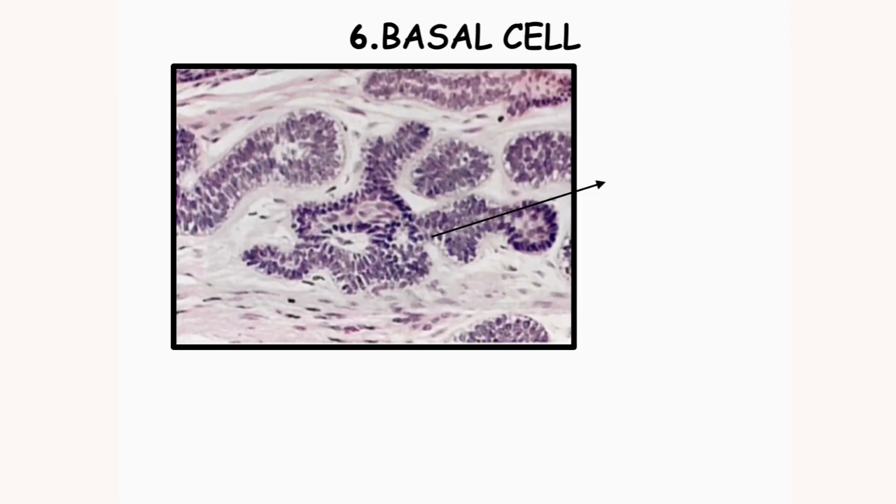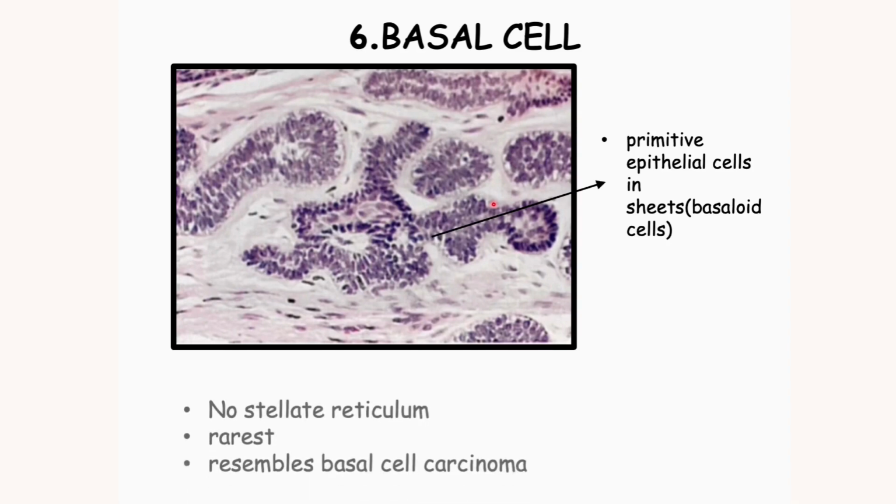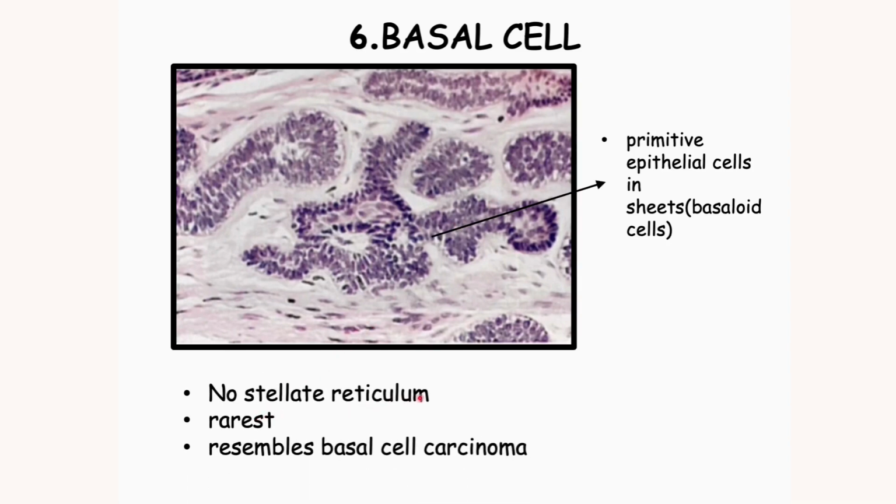The last type is the basal cell type. This is the rarest type of ameloblastoma. Here we find basaloid cells, which are nothing but primitive epithelial cells. They are arranged in sheets. Here we do not find stellate reticulum-like cells, and this type of ameloblastoma is usually confused with basal cell carcinoma.